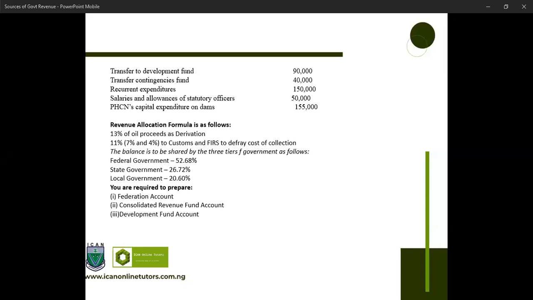You are required to prepare the federation account, consolidated revenue fund accounts, and development fund accounts. So don't let us take much of our time since we have analyzed where each of these accounts are going. So let us just prepare the account as it is being required. Okay, can we leave it to us to use that one as part of the practice question? Let's solve it. No, I think you solve it. All right. Let us solve.